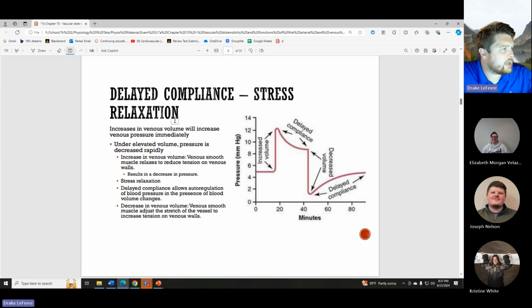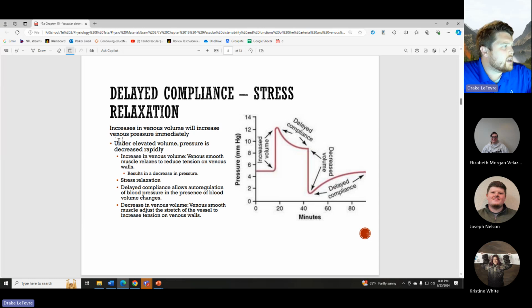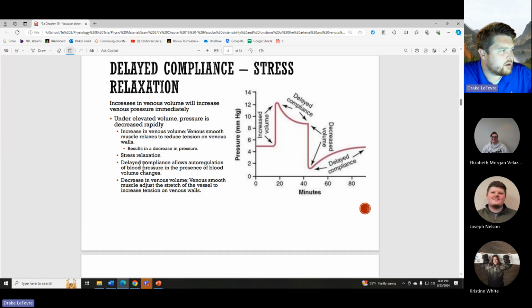Okay. Delayed compliance, stress relaxation. Increases in venous volume will increase venous pressure immediately. Under elevated volume, pressure is then decreased rapidly. So when our volume increases, the venous smooth muscle relaxes to reduce tension on venous walls, which results in a decrease in pressure. Stress relaxation, or delayed compliance, allows auto-regulation of blood pressure in the presence of blood volume changes.